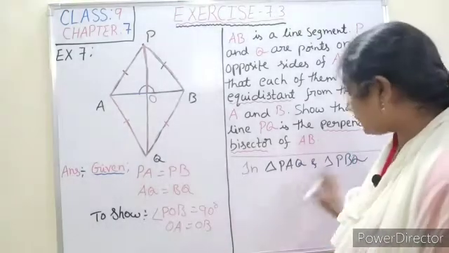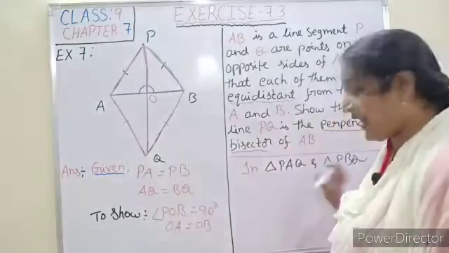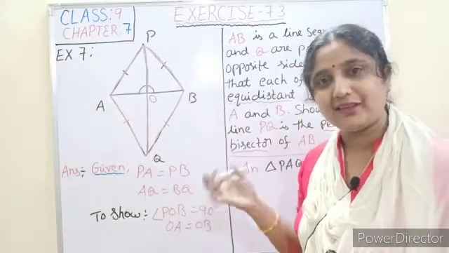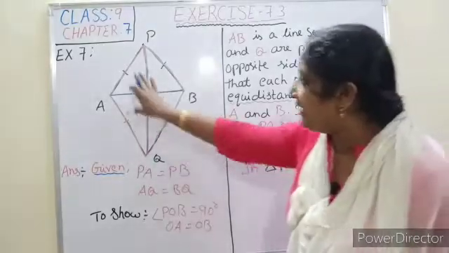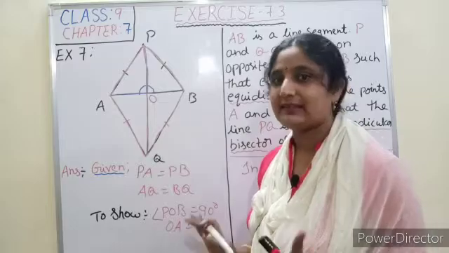Okay children, in these 2 triangles, you see the conditions. Now I am going to prove these 2 triangles are congruent. Then these 2 angles will be corresponding angles, so they will be equal. For that I am showing this whole triangle and this whole triangle will be congruent. Okay, purpose is this one.